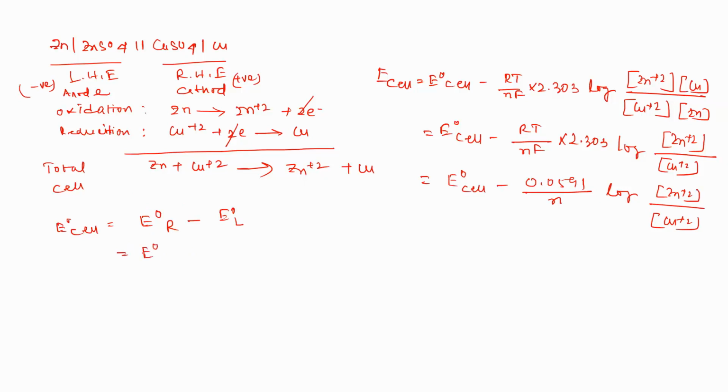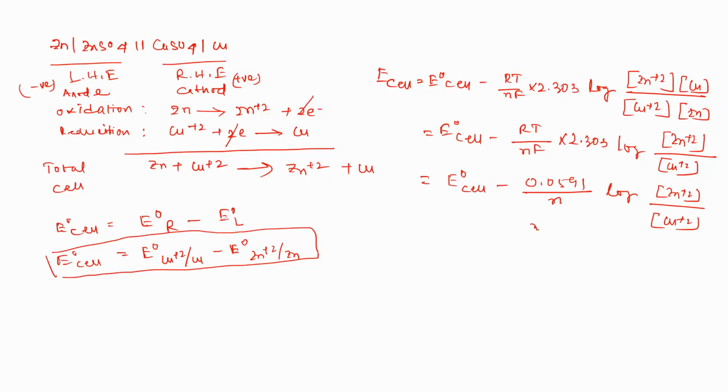So the reduction potential is E0 copper plus 2 by copper minus E0 zinc plus 2 by zinc. Whatever potential value is given in the question, that is the reduction potential. So E0 cell is equal to that. You just put the value here and calculate the E cell, the reduction potential of the total cell, with these concentration values, and n is the number of electrons. Here n equals 2. So this is the Nernst equation for that galvanic cell.